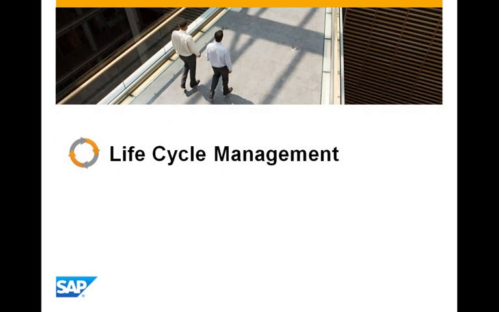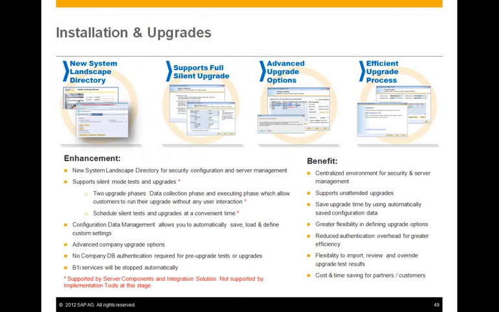Lastly, we are going to finish off our session highlighting several enhancements to the lifecycle management of Business One, with improvements to the installation and upgrade process and the new remote support platform, Release 3.0. There have been several key changes to the installation and upgrade process, which is part of the overall lifecycle management for Business One. As mentioned in previous slides, there is a new System Landscape Directory for security configuration and server management, set up during the Server Tools installation process.